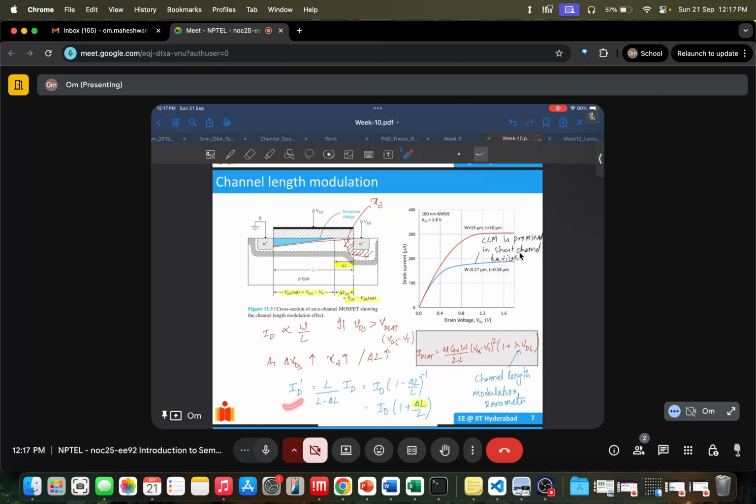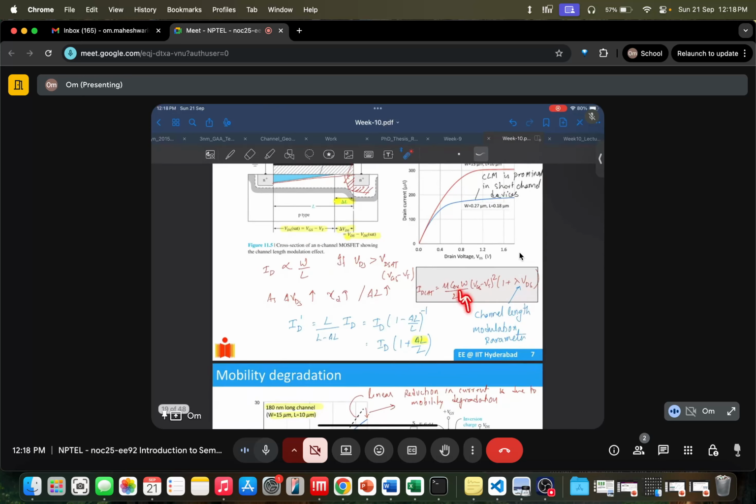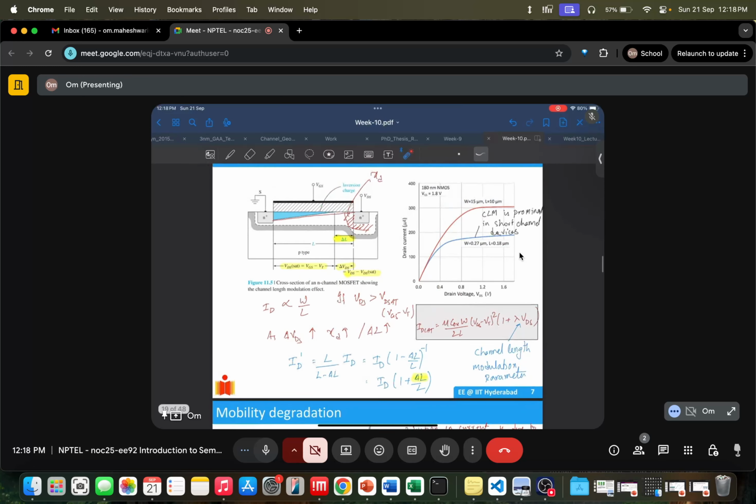The new ID is proportional to L upon (L minus delta L), so ID' is ID times (1 plus delta L by L). So there is some increase here. Basically, this is happening because L is changing to L minus delta L. At these short channel lengths, you cannot ignore the effect of the depletion width. These depletion widths are comparable to your channel length now, so you cannot directly ignore them.